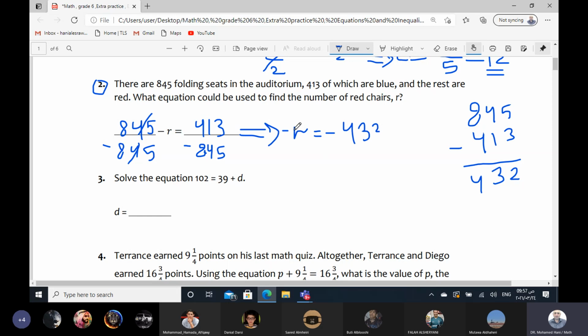Then the coefficient here, minus, means minus 1. So divide the two sides by minus 1. Minus divided by minus will be plus, which means here we have R equals 432 divided by 1, which will be 432.